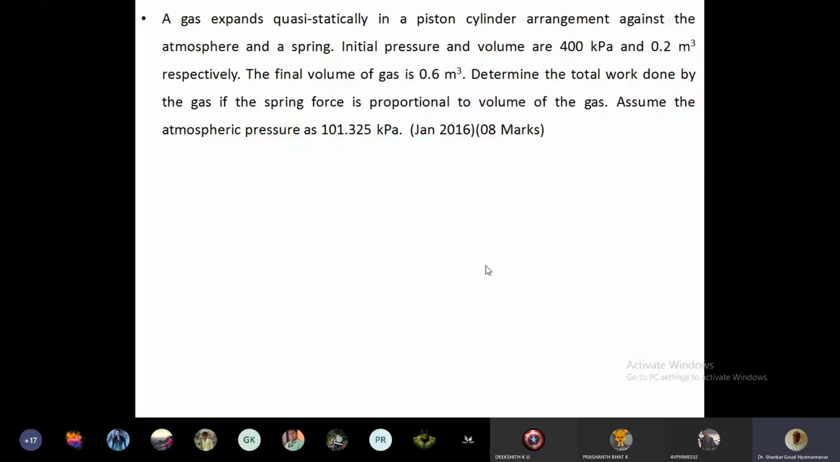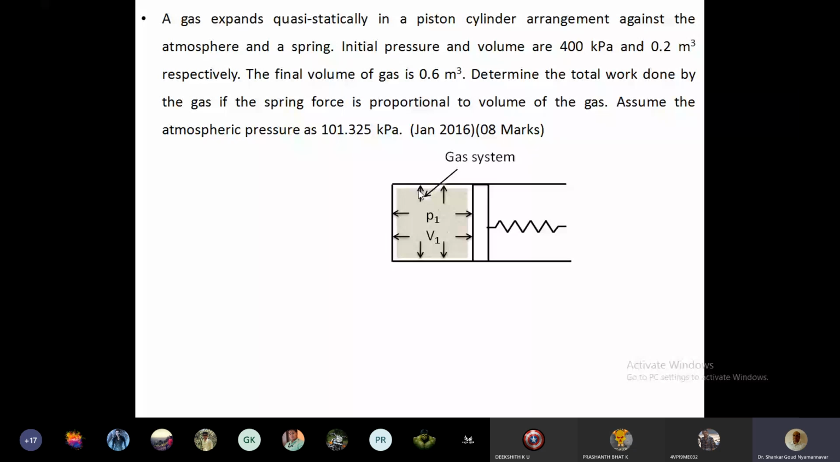So to solve this problem, what is given here? Let us look at what is given. There is a gas inside the cylinder, right? And there is a moving piston. So this gas has a pressure. Outside there is atmospheric air. It has got some pressure. Atmospheric air pressure is 101.325 kilopascal.